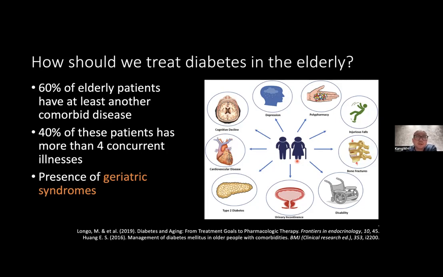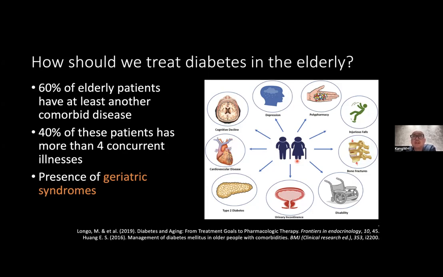What is special about this geriatric population is that 60% of them have at least one other comorbid disease. They might have ischemic heart disease, hypertension, kidney problems, gout, visual impairment, osteoarthritis, and other things. Looking at the data, up to 40% of these patients have more than 4 concurrent illnesses. They may have other things too, such as malignancies.